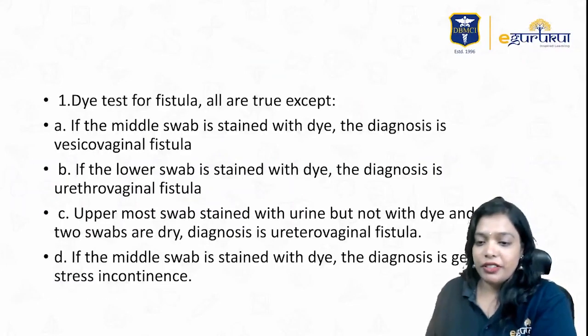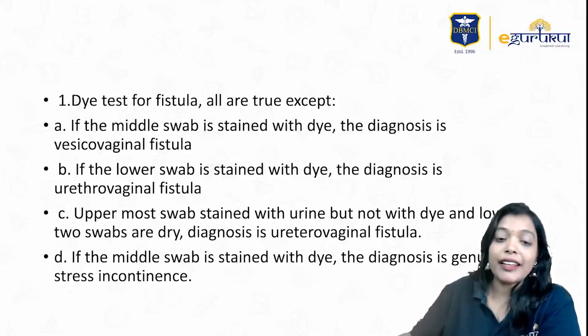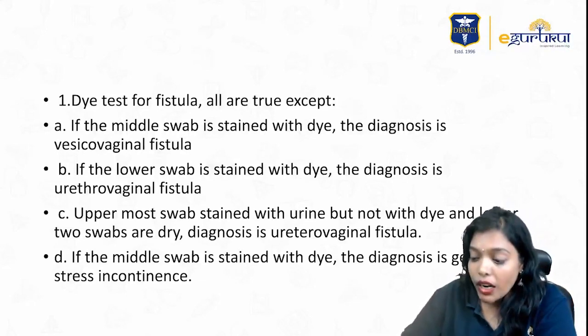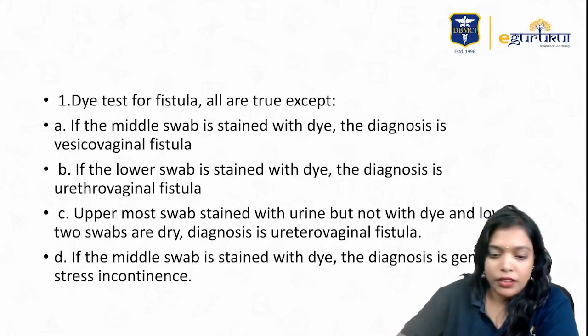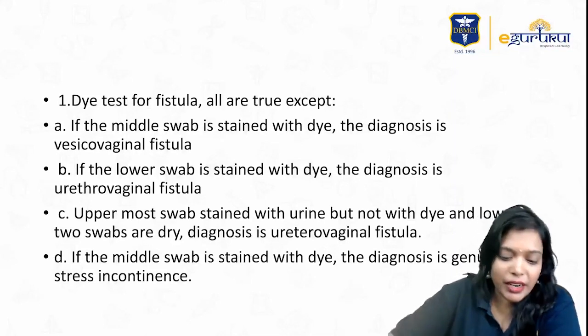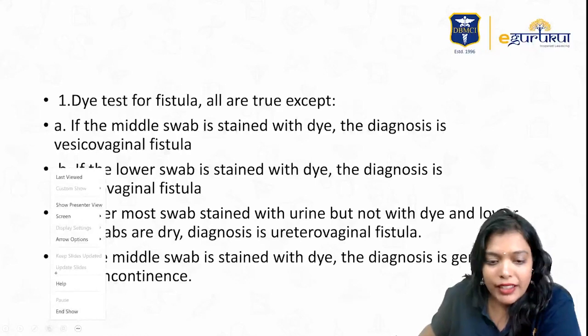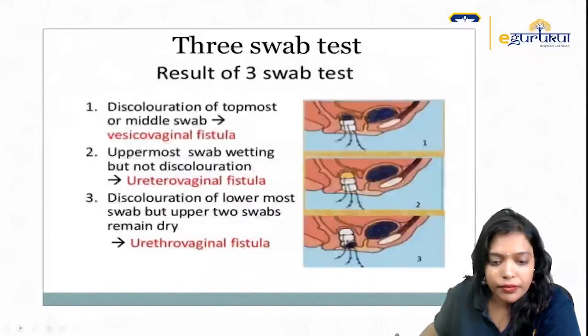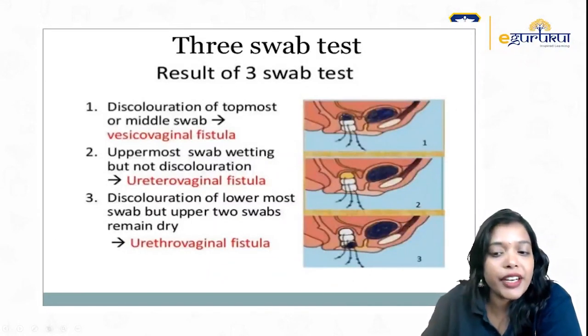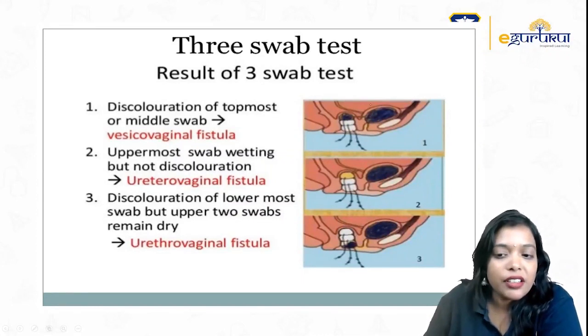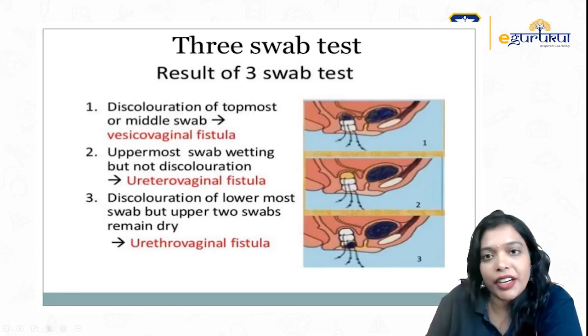So let us see the first question. Dye test for fistula, all are true except. So first and foremost, let us understand what this dye test is. The most common fistula is a vesicovaginal fistula. Dye test is used to differentiate where the problem in the fistula is, where the connection is. So dye test is used to differentiate which type of fistula we are dealing with.